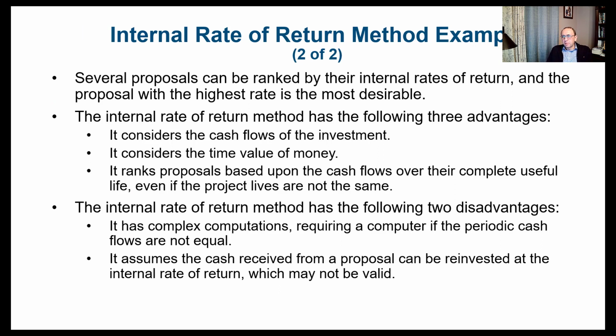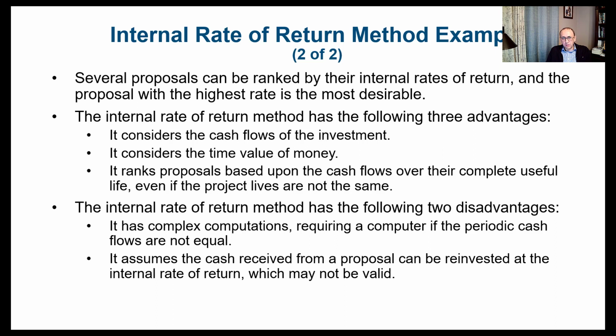So several proposals can be ranked by their internal rate of return, and the proposal with the highest rate is the most desirable. That's usually one of the benefits of the internal rate of return method. So what are the advantages? One of the advantages is that it considers the cash flows of the investment. It also considers the time value of money, because you can see here we are using present value tables. It also ranks proposals based upon the cash flows over their complete useful life, even if the project lives are not the same.